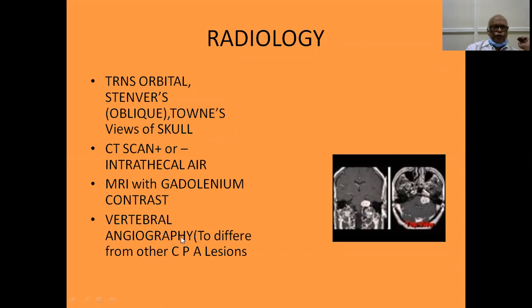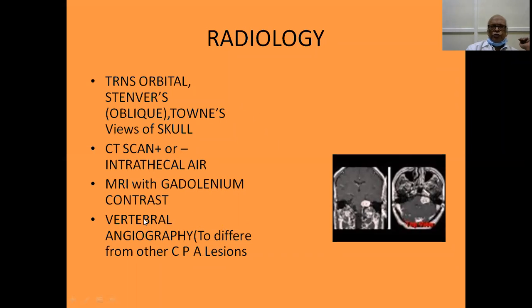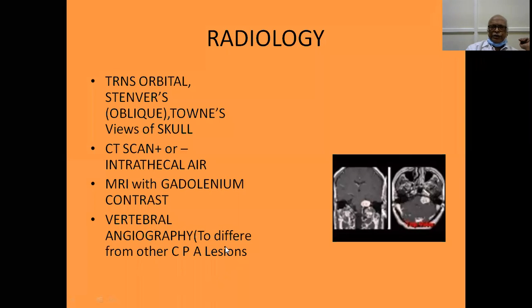Now, if you want to differentiate between acoustic neuroma and other CP angle lesions like meningioma, you have to do a vertebral angiography so that we can differentiate the tumor from other lesions.